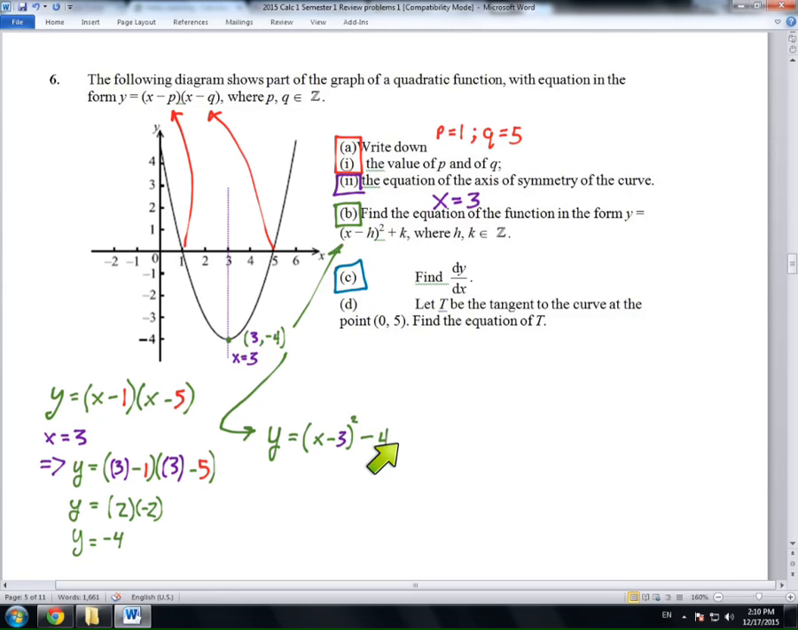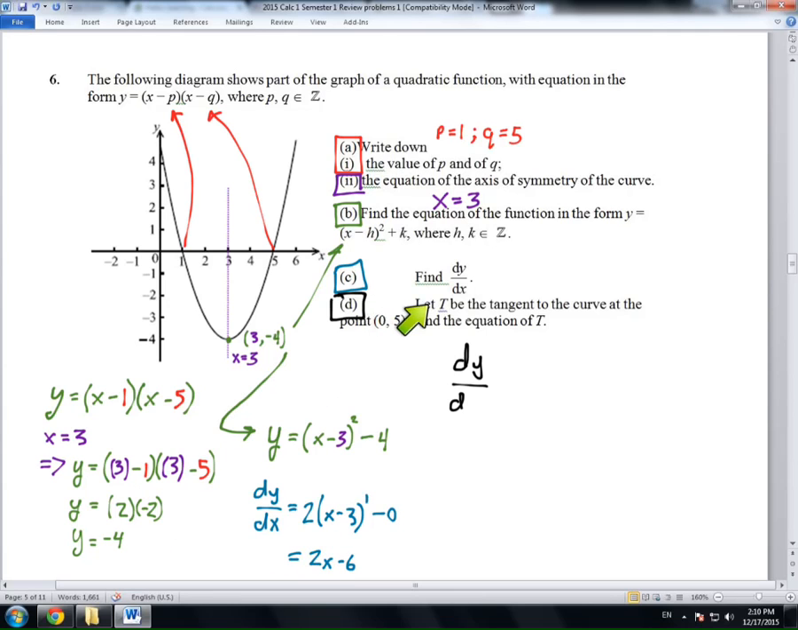This equation is the same equation, or represents the same parabola, same set of solutions as this equation does. It seems to be a clue that I use that form to make it easy to find dy dx. So I take the derivative using the chain rule, which is very simple. We get 2x minus 6. So all that stuff is pretty elementary.